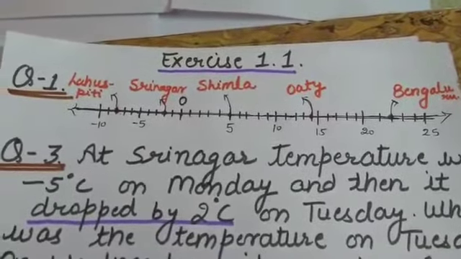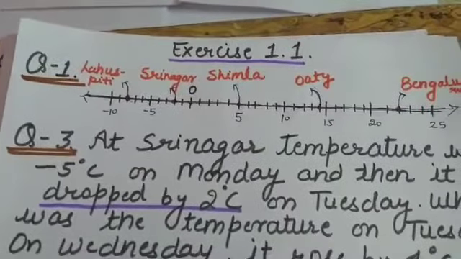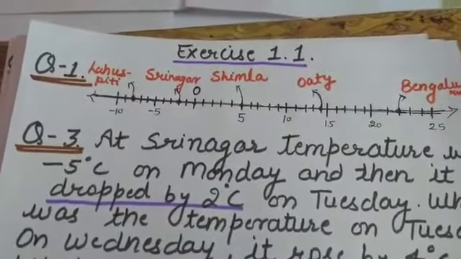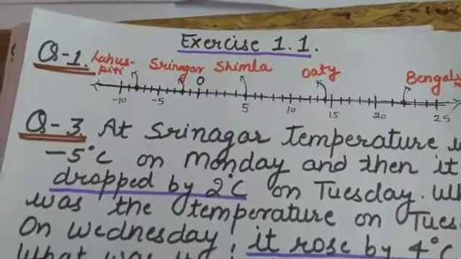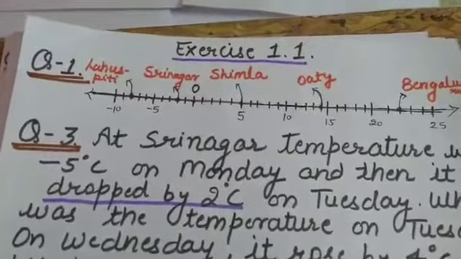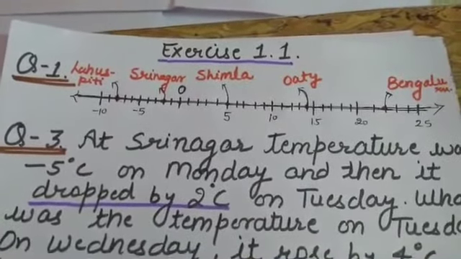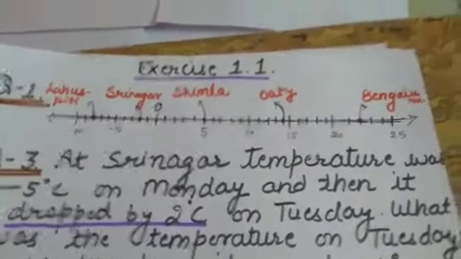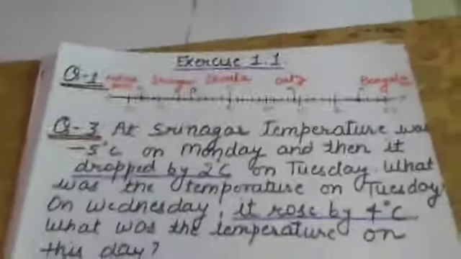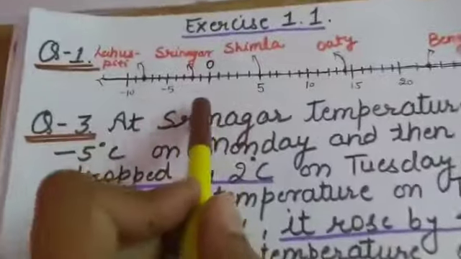The question includes several parts. The first part is: observe this number line and write the temperature of the places marked on it. Simply it is asking about the temperature. They want to know how well the student understands the number line. So let us discuss. Here we have 0 in the middle. To the right of 0 we have the positive signs and to the left of 0 we have the negative sign.